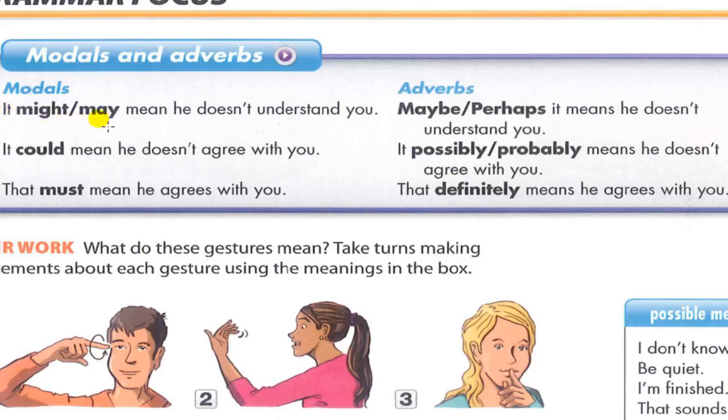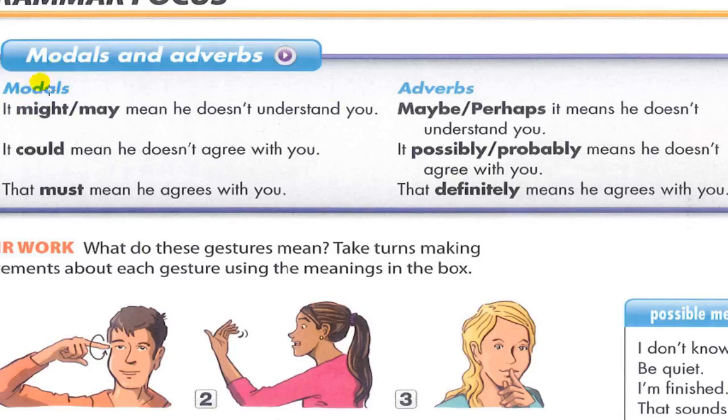It may mean he doesn't understand you. It could mean he doesn't agree with you. That must mean he agrees with you. Modals: may, might, will, would, can, could, shall, should, must, ought to. All of these are modals.